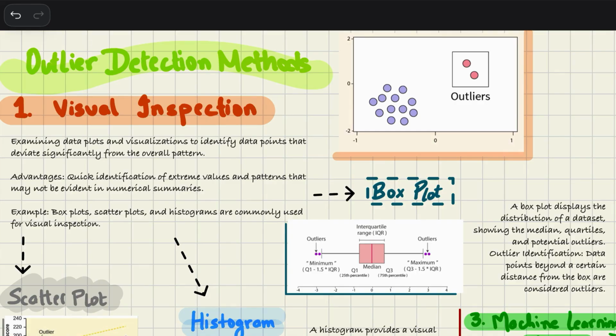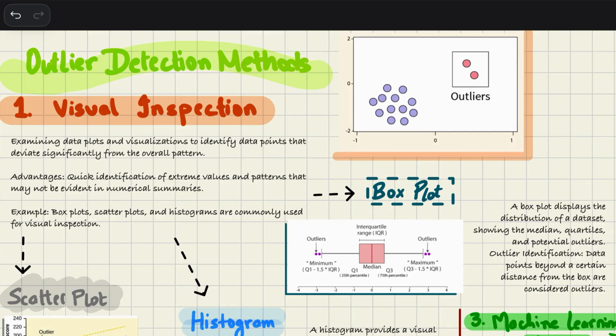So how do we catch these troublemakers? We use three main approaches: visual, statistical, and machine learning methods. So first we use visual inspection. There are multiple visualizations which are purely used to identify these anomalies, right?